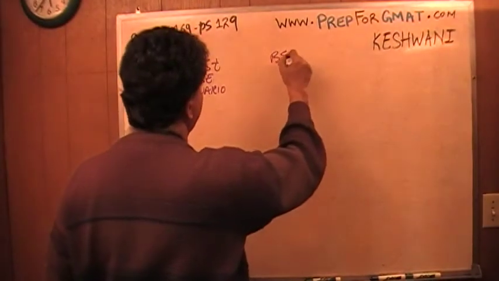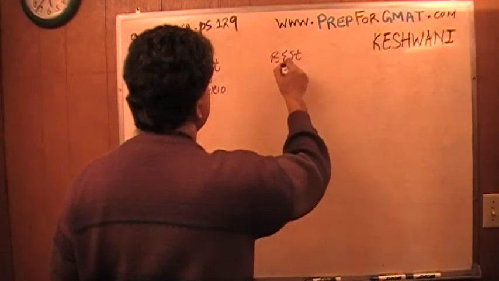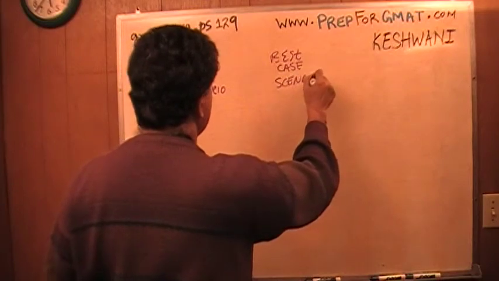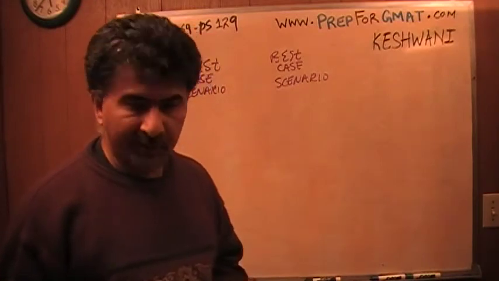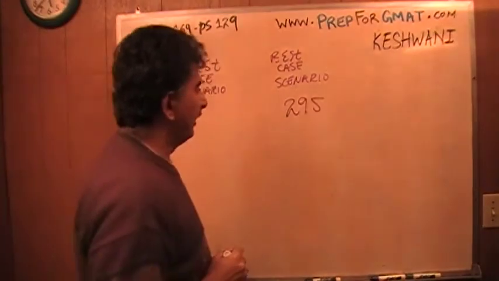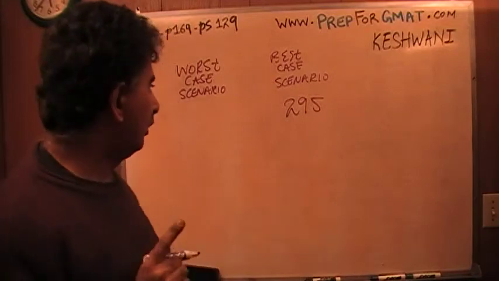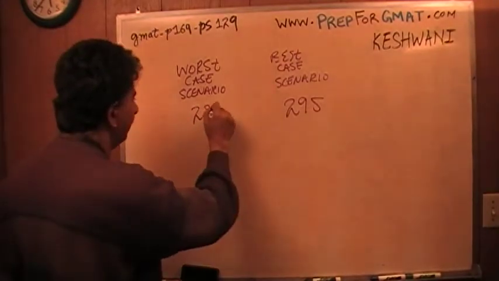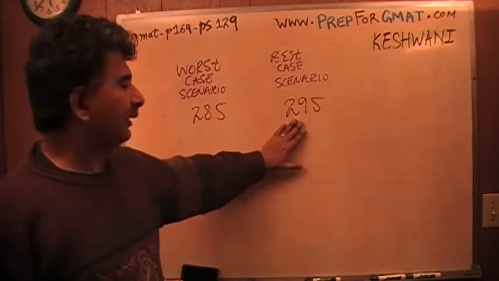And here's the best case scenario. The best case scenario is that since we are told that she drove 290 miles, she may have driven 295 miles, which she rounded down to 290. That's the best case scenario. I call it that because that's the most miles she's getting for a given amount of gas that she burned.